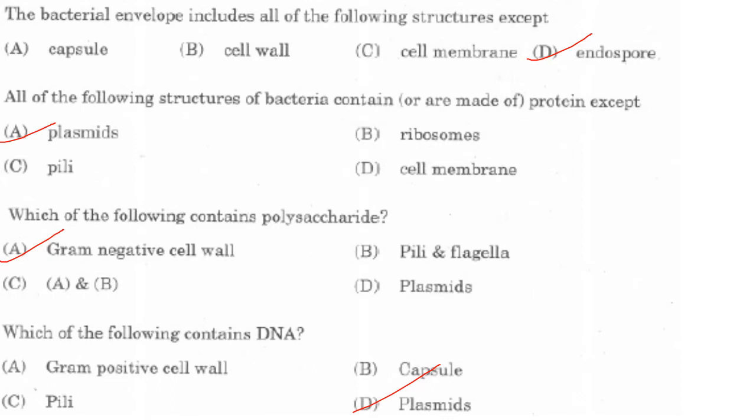Then, all of the following structures of bacteria contain or are made of protein except plasmids. So pili, ribosome, cell membrane all are made of protein, except plasmids, which are made of DNA or nucleotides. Which of the following contain polysaccharide? Gram-negative cell wall contains polysaccharide. Lipopolysaccharide is present in gram-negative cell walls. Pili and flagella are made of proteins, and plasmids are made of nucleotides, that is, they are DNA molecules. Which of the following contains DNA? Answer is option D, plasmids.